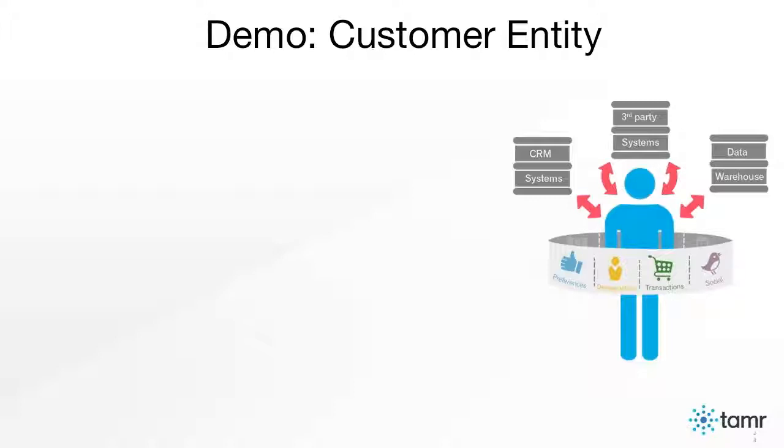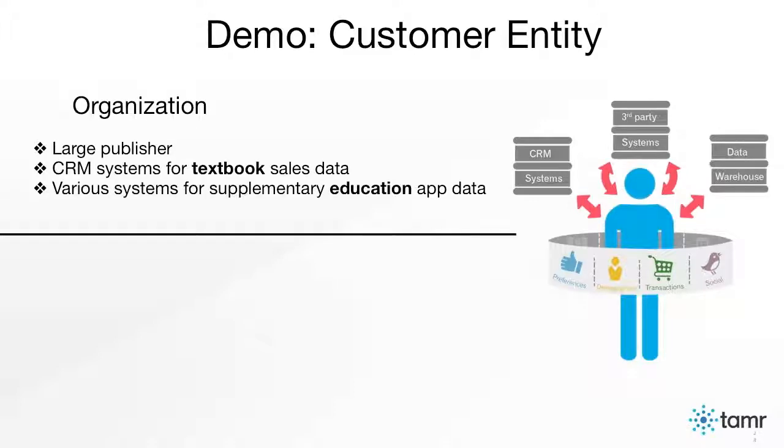I should mention that getting a unified view of a customer is a common use case, although we often play a role in building and maintaining many other entities out there like organizations, suppliers, parts, and products. The organization we're going to be looking at today is a large publishing company, and they have CRM systems that track their various textbook sales data. In addition to that, they have various other systems across the organization to track their supplementary educational app data.